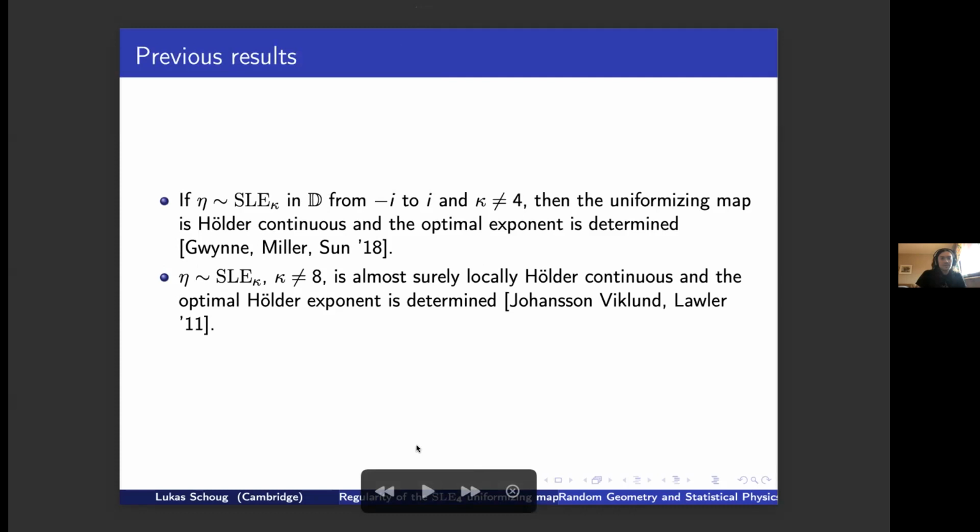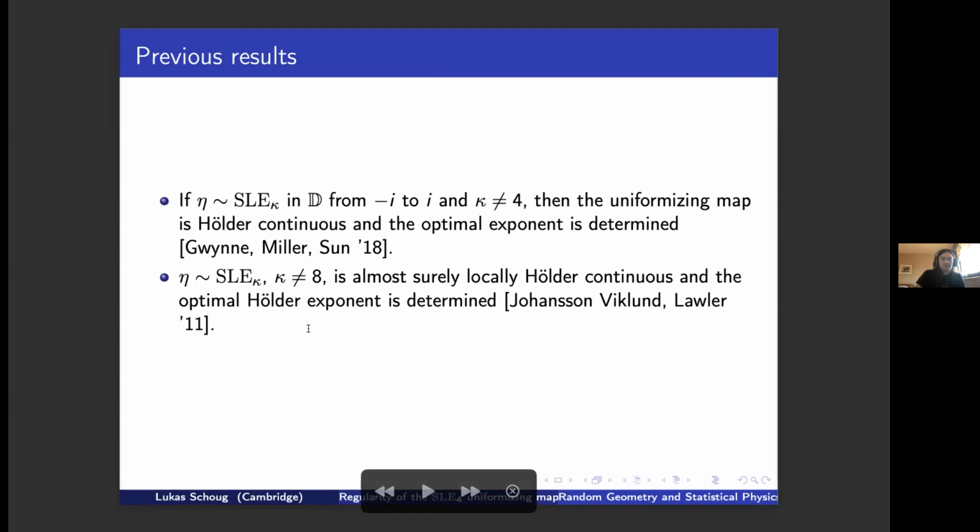So there are many previous results, of course, relating to SLE, but the two results that I would like to bring up here are the ones which are most related to the results that we have in our paper. Okay, so I have not yet defined the uniformizing map, but it will come in a few slides. So if you take an SLE curve in the unit disk, for example, from -i to i, and you define the uniformizing map, then you can see that it's Hölder continuous, and the optimal exponent was determined by Ewain, Jason, and Shen.